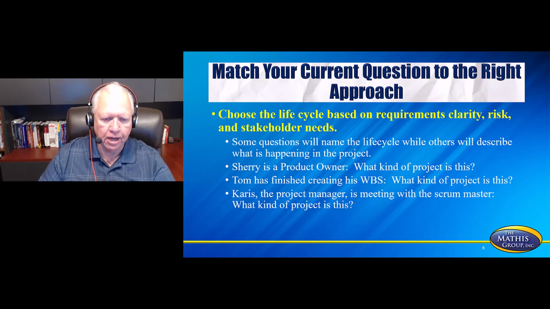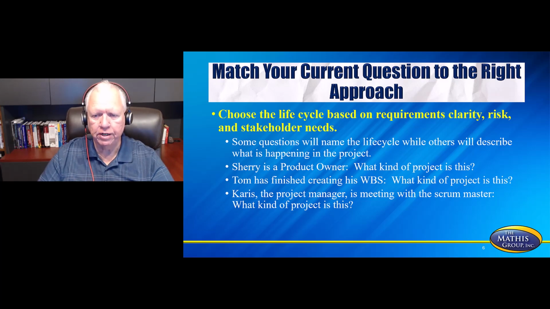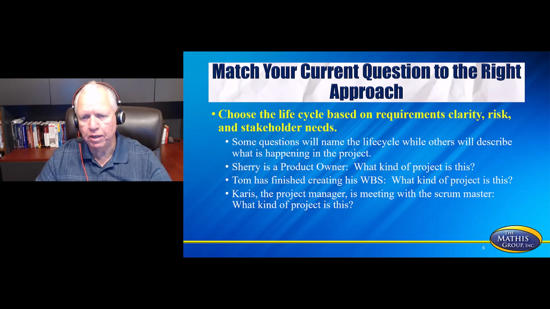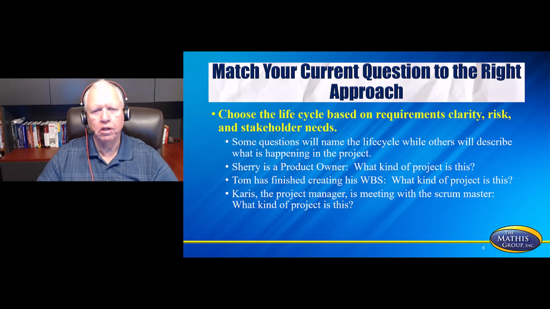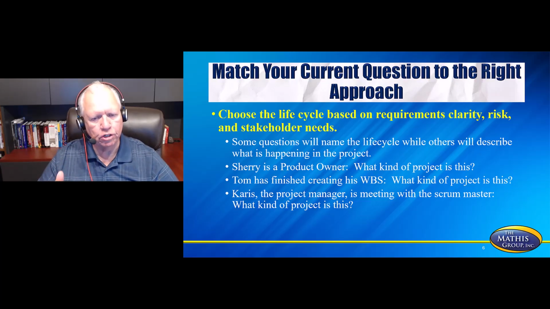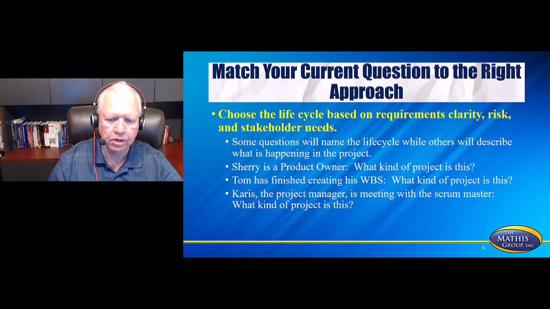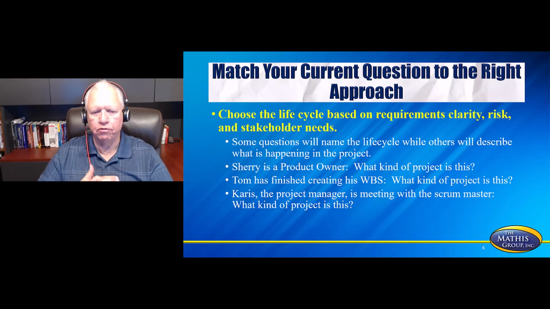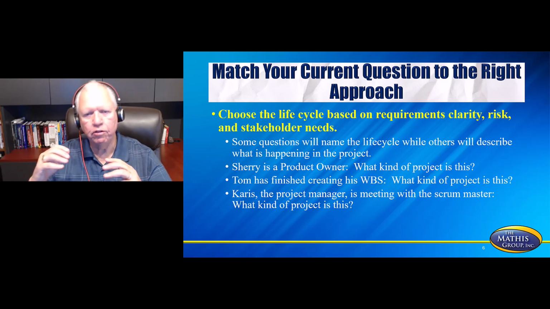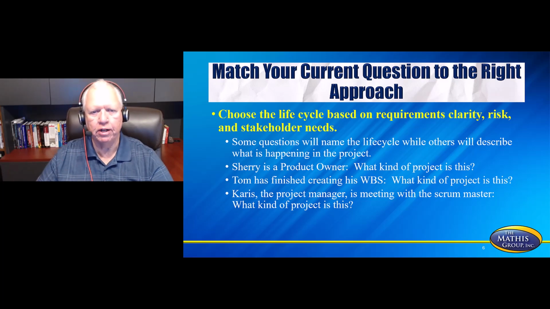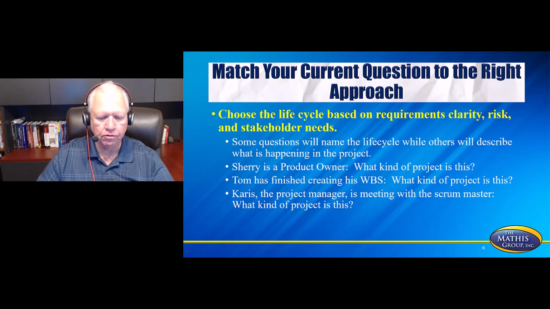Notice the second one. Tom has finished creating his WBS. That's a work breakdown structure. What kind of project is this? Well, a WBS typically is on the plan driven side. That's going to be your traditional project. They didn't tell you it's traditional, but in the scenario, knowing what they're doing lets you know what it is. And then notice the last one. Karis, the project manager, is meeting with the Scrum Master. What kind of project is this? This is going to be that hybrid we're talking about. So you have a Scrum Master, but you also have a project manager. So just don't even think about the project manager on those and read the rest of the question as if you didn't have one. How would you answer it? It's going to have that agile framework in most of those cases.